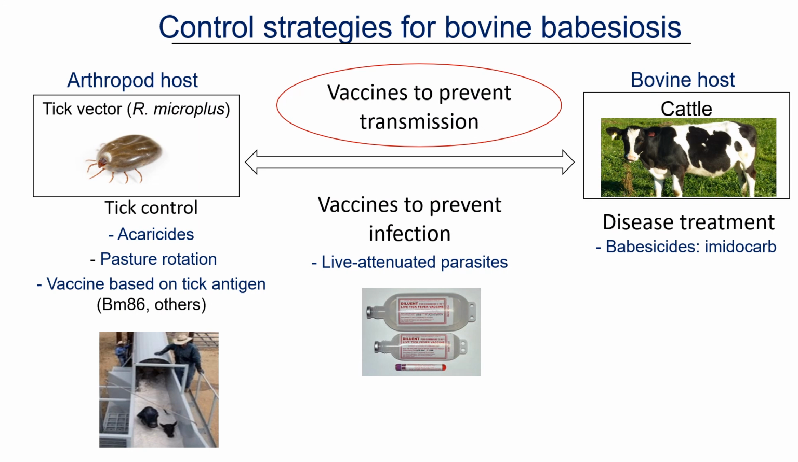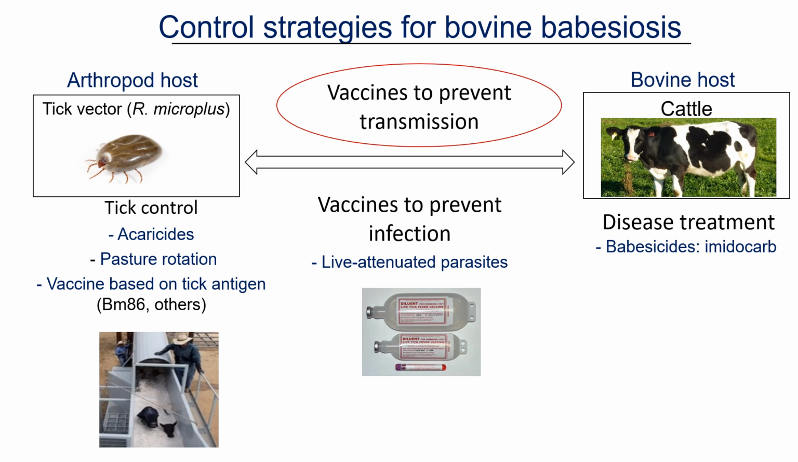Control of babesiosis. In the case of Babesia bovis, it can be achieved by vaccination using live attenuated vaccines to prevent the occurrence of babesiosis outbreaks. To treat infected animals, babesicidal drugs like imidocarb are used, which eliminate the parasite within erythrocytes.